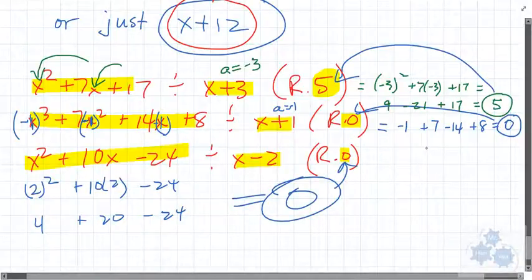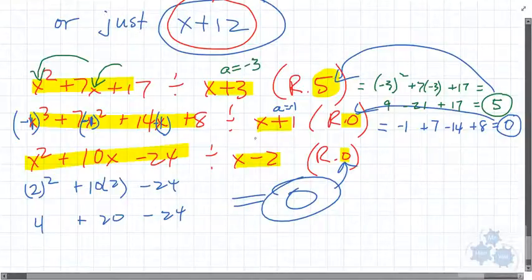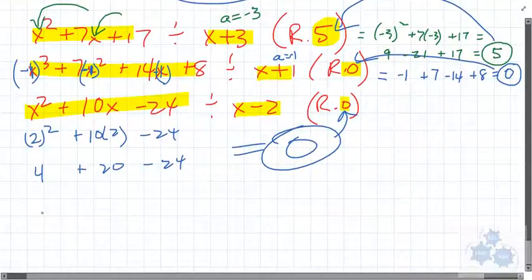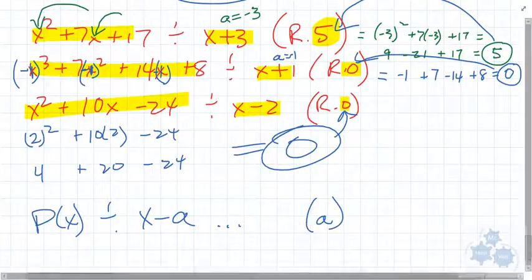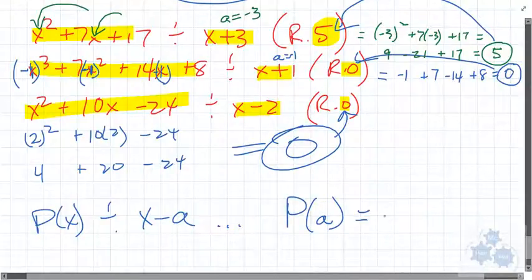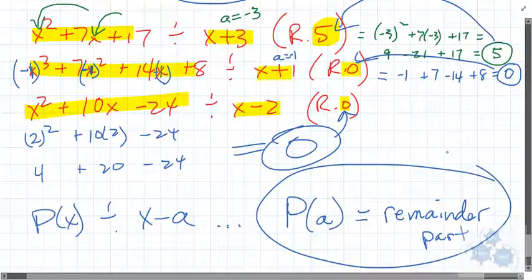So the remainder theorem states that if you have a polynomial and you divide by a binomial, P of a equals the remainder. So P of x divided by x minus a, a polynomial divided by a binomial divisor, P of a, that is when you evaluate the polynomial with a in there, equals the remainder, or at least the number of the remainder, not the whole fraction, but the remainder part. So that's technically the remainder theorem.